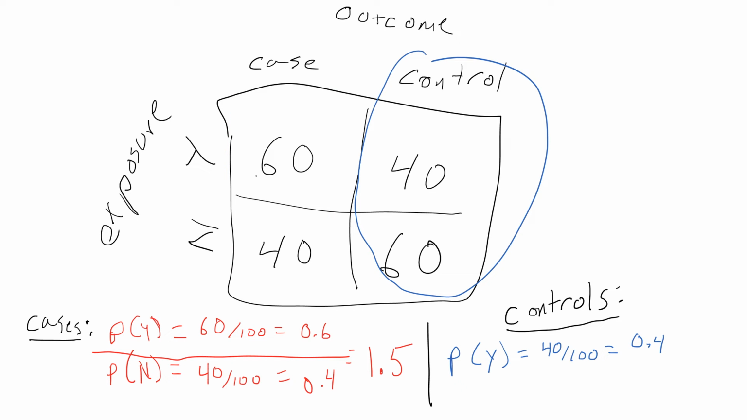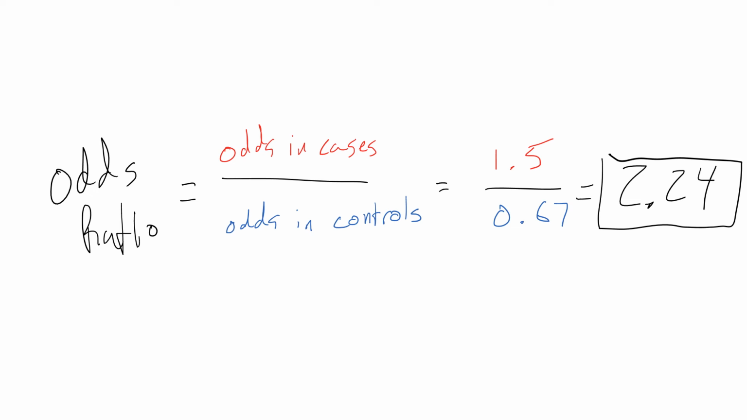Among the controls, our probability of having the exposure is 0.4. Our probability of not having the exposure is 0.6. The odds of exposure is 0.4 divided by 0.6, which equals 0.67. Our odds ratio is the ratio of odds of exposure in the case group to odds of exposure in the control group. In this case, the odds ratio is 2.24.